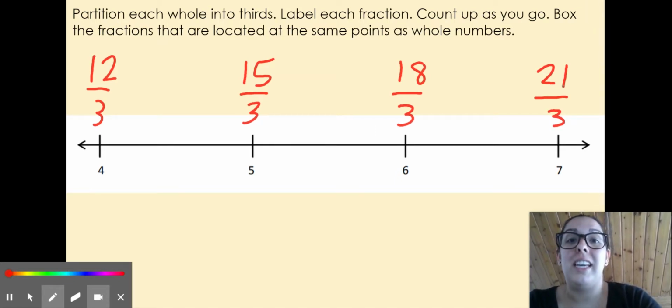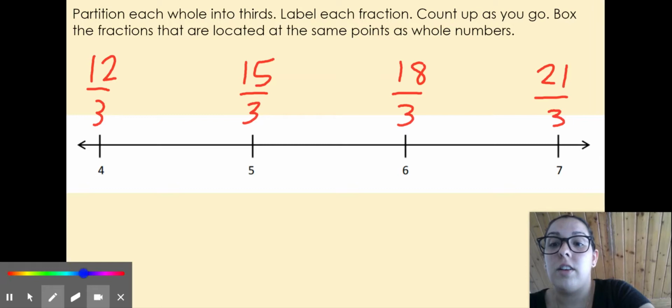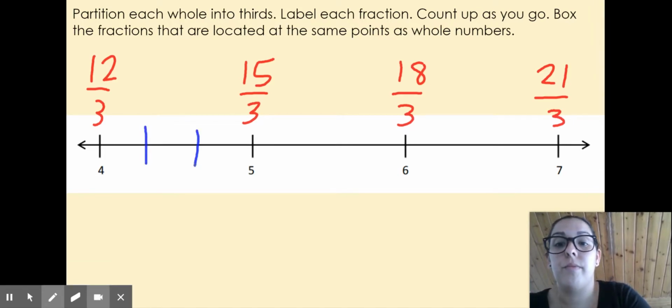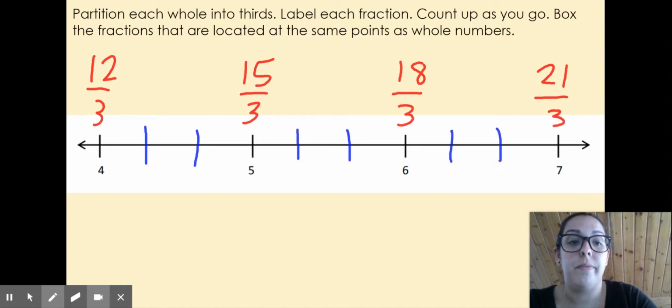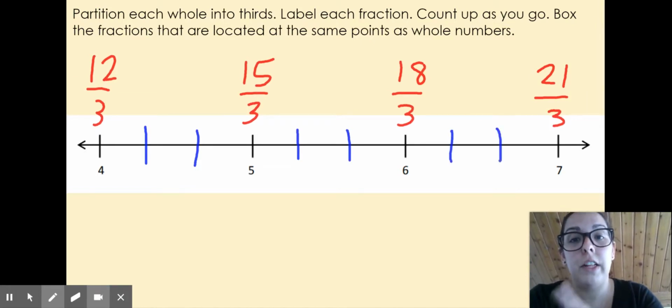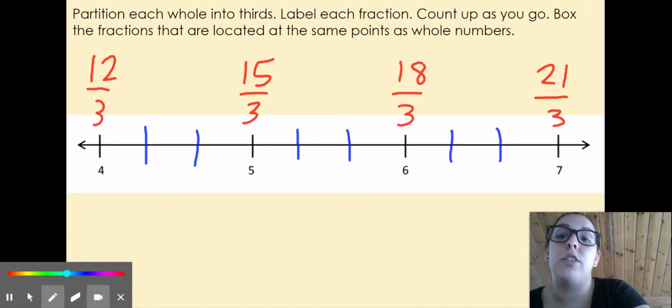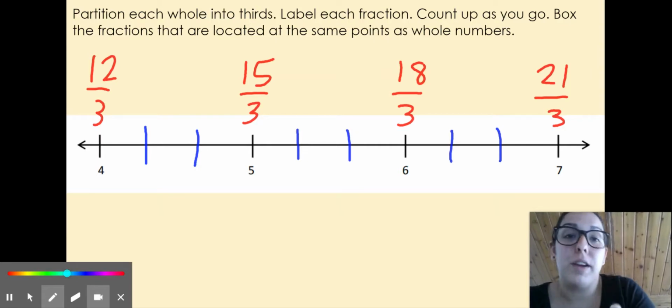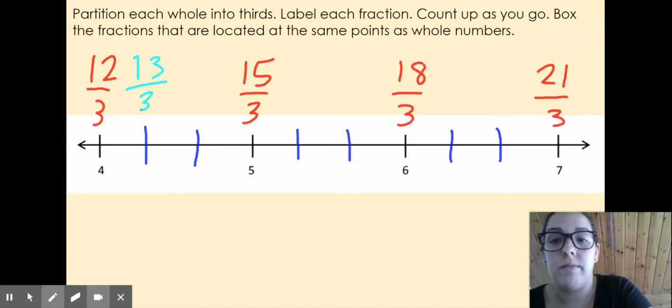Now, each whole should be partitioned into thirds. So let's go ahead and draw those lines. So I've broken 4 into thirds. Now let's break up 5 into thirds. And now I'm going to break up 6 into thirds. Go ahead, pause the video, and fill in the fractions that go with each partition. Remember, it's easier because you already have your wholes identified. So what comes after 12? 13. So now we know that this one is going to be 13 thirds.